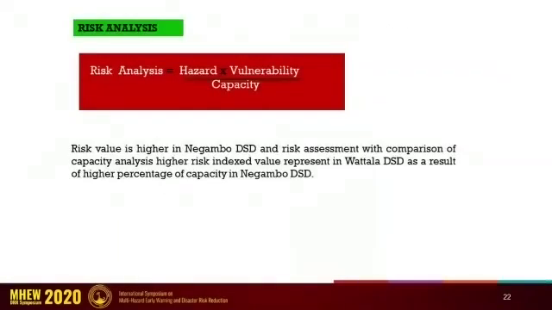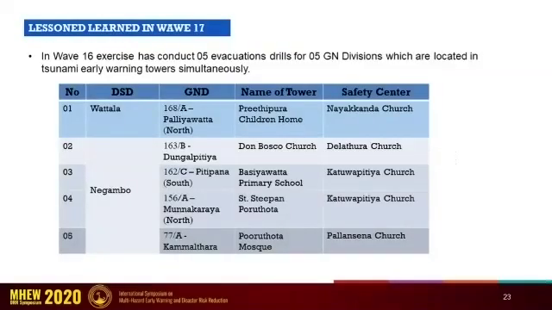The final risk analysis values are reduced in the Negombo DS division compared to the Wattala DS division. The final risk index value goes to the Wattala DS division; it has more risk than the Negombo DS division. Now the lessons learned from the Wave 17 exercise. The Wave 17 exercise was conducted by evacuating 5 GN divisions located at the tsunami early warning towers. So these are the names of the 5 early warning towers, the evacuated GN divisions, and the identified safety centers.